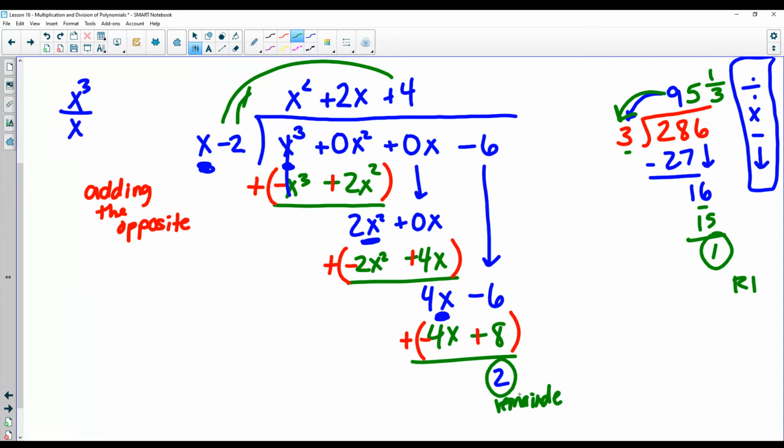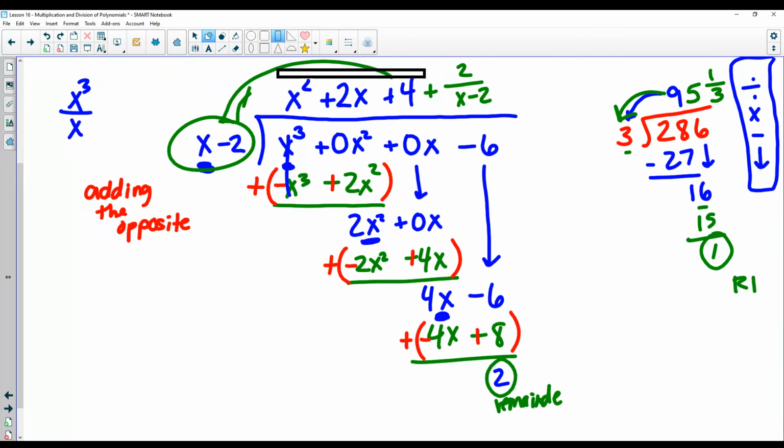So take over in our polynomial division here on the left, the remainder is 2. So up at the top of the box, we go +2, write it as a fraction over the what? Over the divisor x minus 2. Okay, and so this is your answer. Try and stick it in the box here.